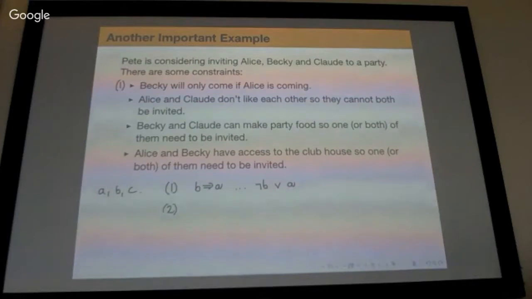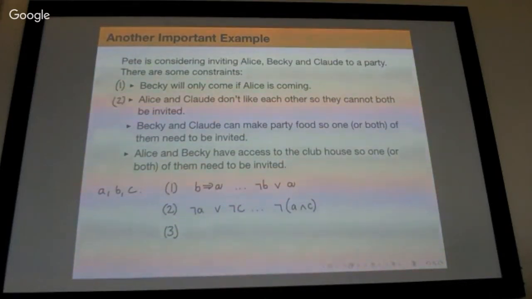The second one is Alice and Claude can't both be invited, which means that either Alice is not there or Claude is not there. So not Alice or not Claude. Yes, that's what that means. Which is the same thing as not Alice and Claude. But I want to write it as a disjunction for a good reason. I prefer the first one for a specific reason.